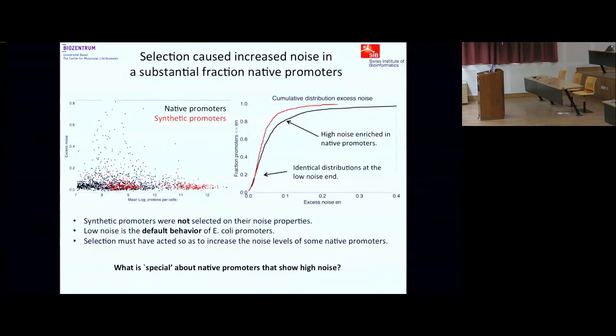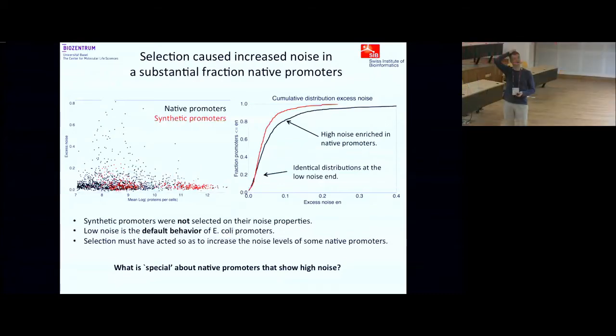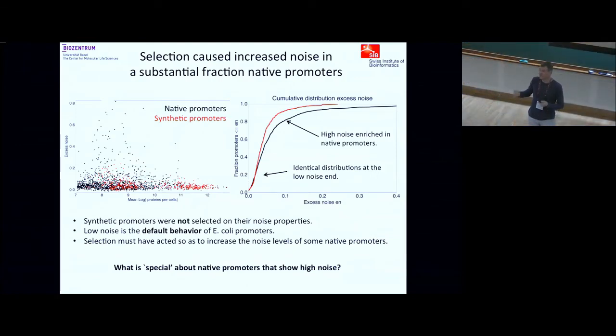All right, so now that means if low noise is what you get by default if you ask for a constantly expressed protein, a gene, then it means that those native promoters that are up here must have somehow experienced some selection pressure that pushed them up. Okay? Maybe they weren't directly selected for noise, but something else, and they got higher noise as a side effect of the thing they were selected for, but there must have been some selection pressure that caused these promoters to increase their noise.